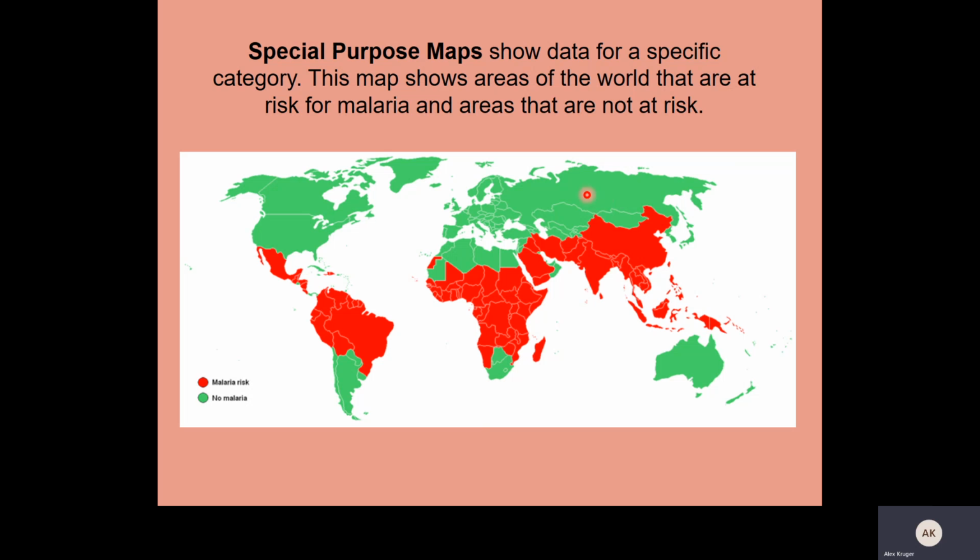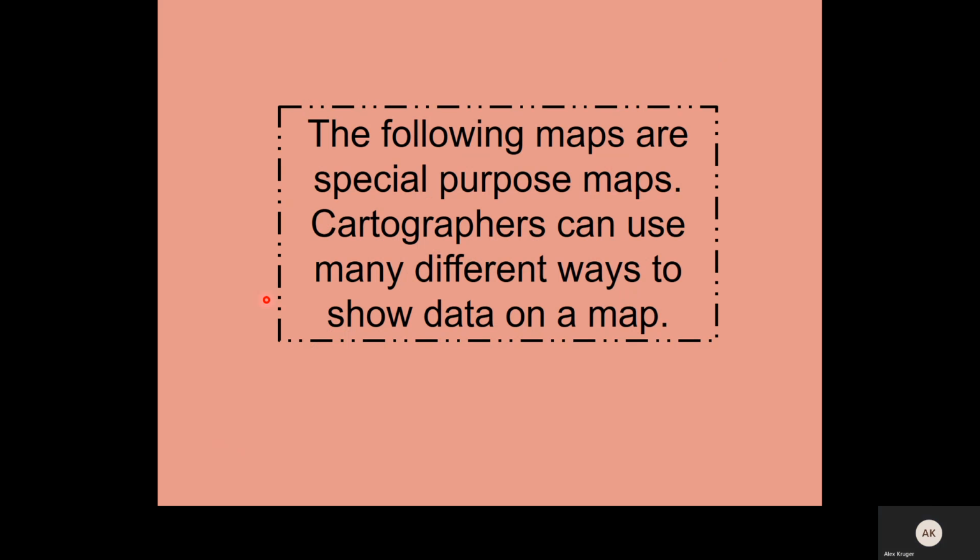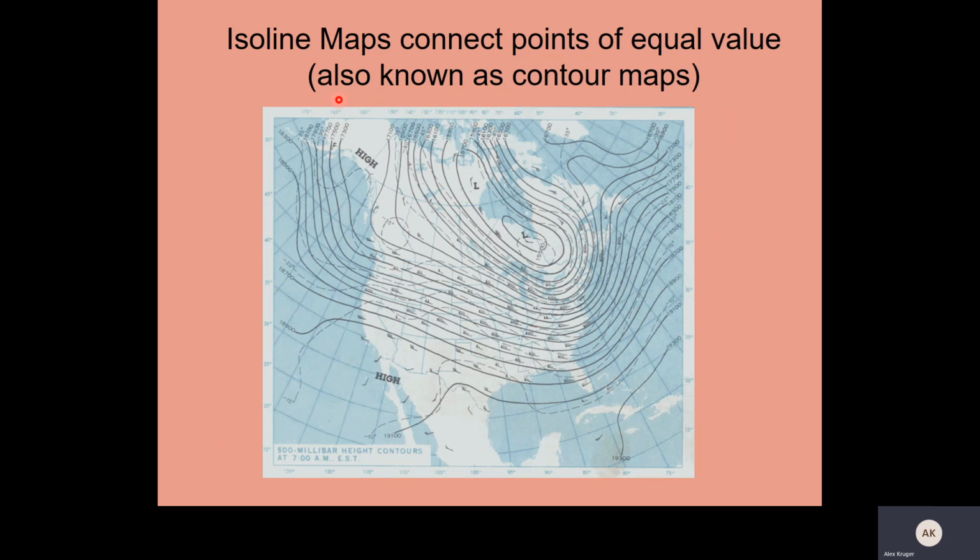Special purpose maps. There's many different types of special purpose maps. We'll be studying them next. They show data for a specific category. This specific map shows where there's malaria risk and where there is no malaria risk. So the countries aren't named. It doesn't really matter if their size or the projection's not important, right? As long as you get every country on there. So all of these are special purpose maps. Mapmakers will use them in different ways.